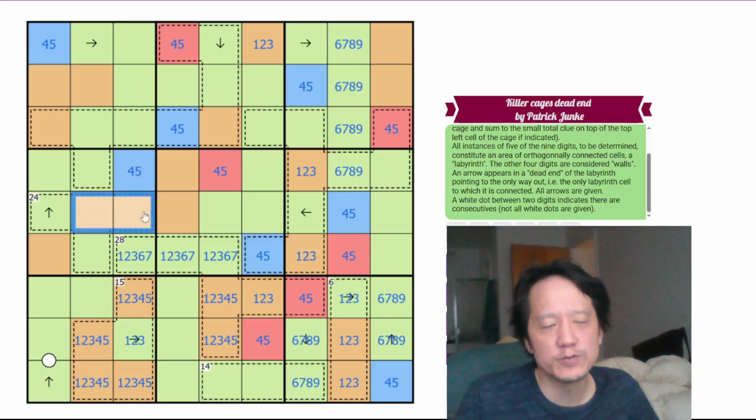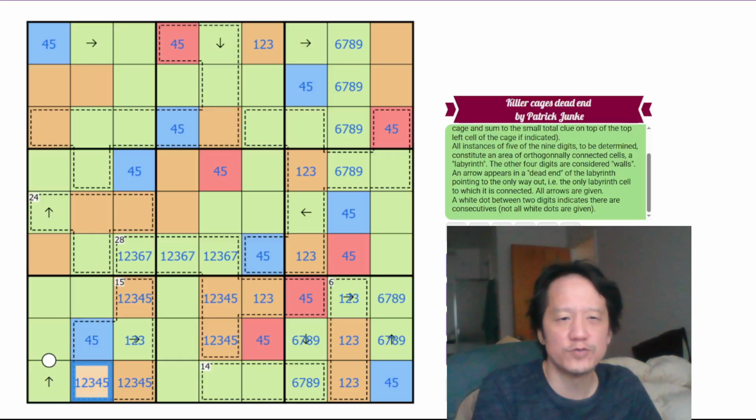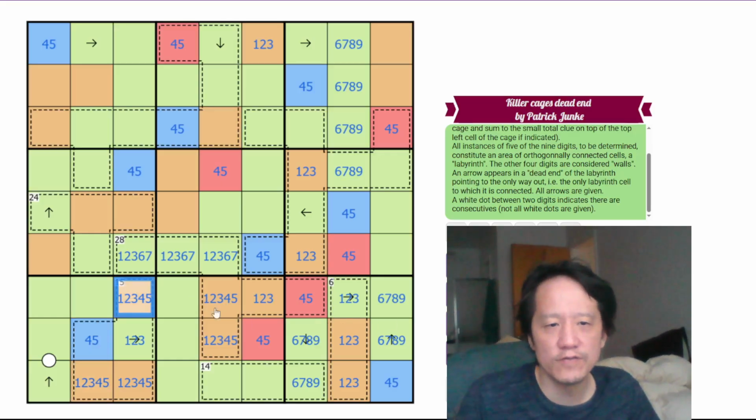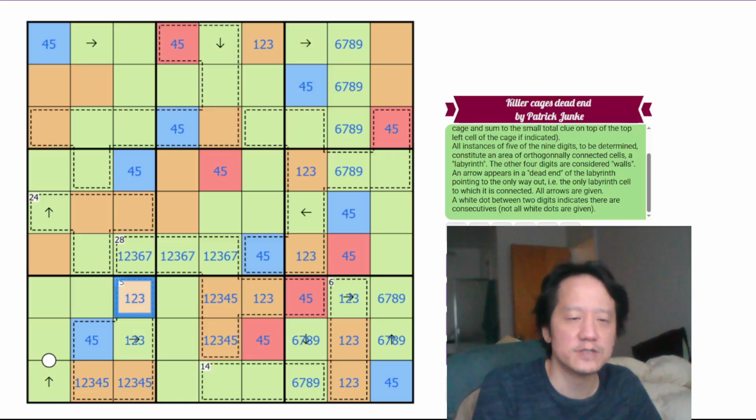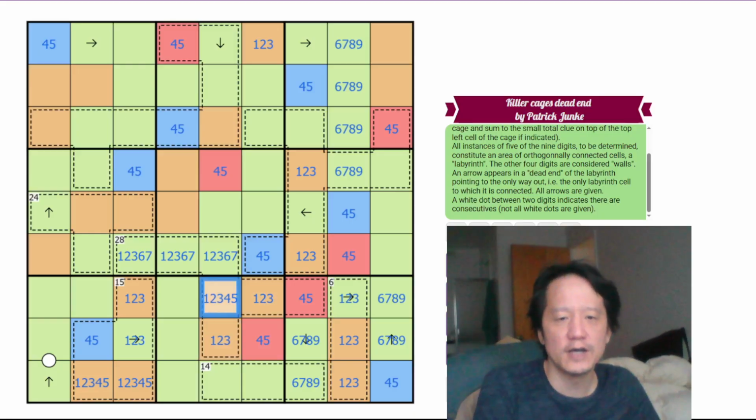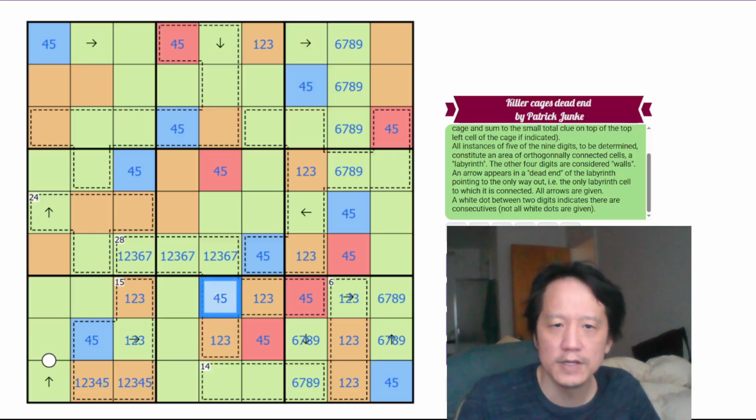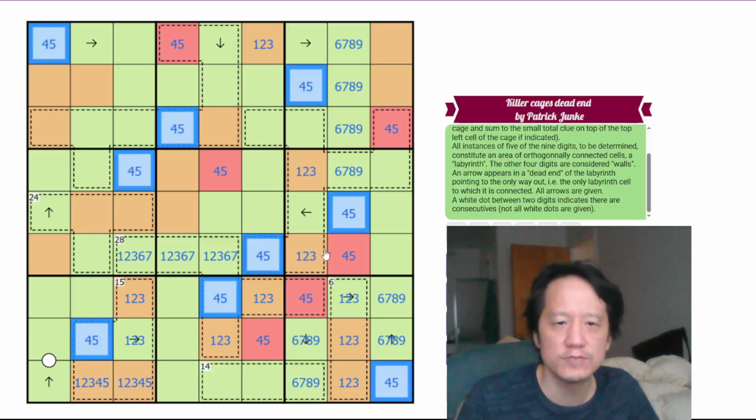Red 4 and 5 is one of these two. We're not sure which. This is blue 4, 5, so blue 4, 5 cannot be here or here, so this must be the blue 4, 5 here. So this is blue 4, 5. Red 4, 5 cannot be here, and it sees the blue 4, 5, so this can't be 4, 5. Blue 4, 5 cannot be here, so this must be blue 4, 5 here. And now we have all the blue 4, 5s. We don't have all the red 4, 5s.